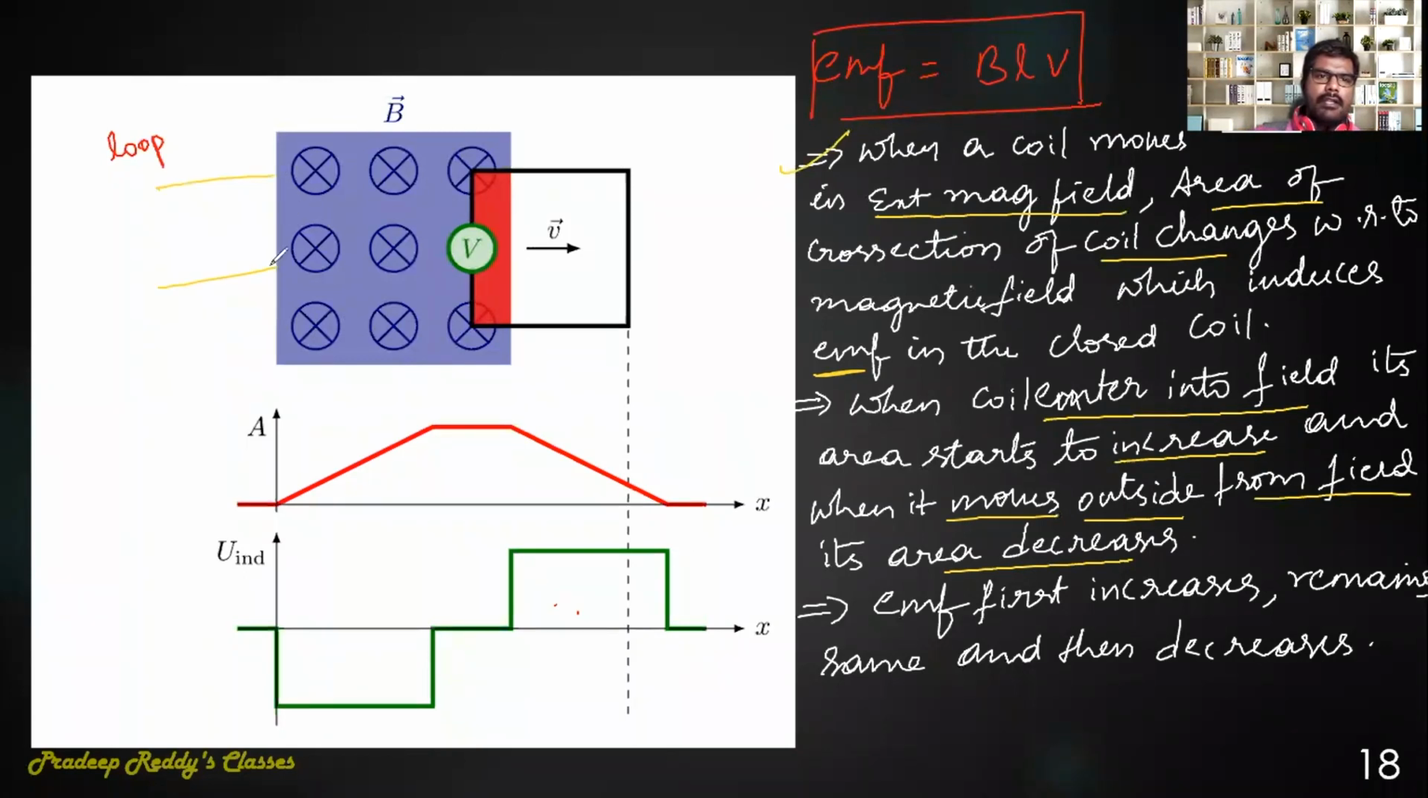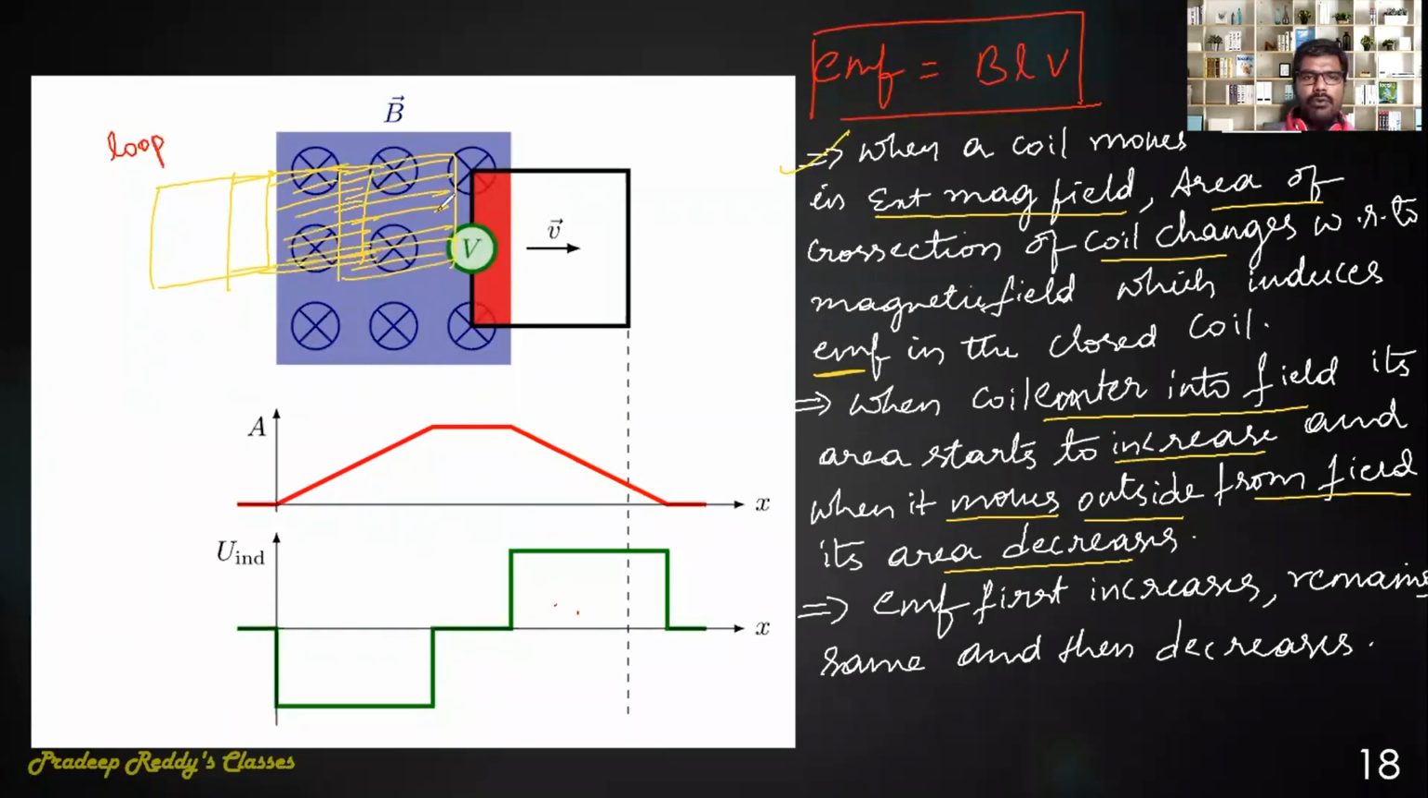See, first this is the coil. When it is entering, half part of the coil is inside. This is the area which is inside. So finally it will come to this region, where the total area will be inside the magnetic field. Therefore, while the total area is present within the magnetic field, the EMF developed will be constant.